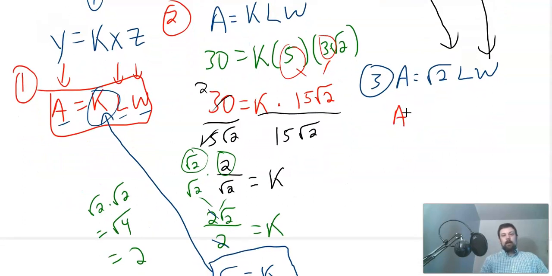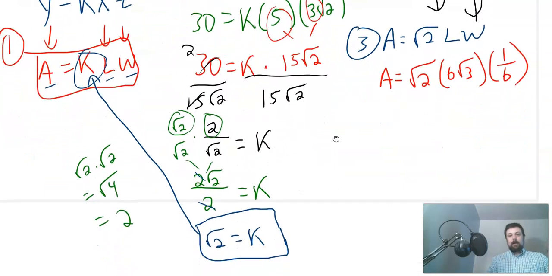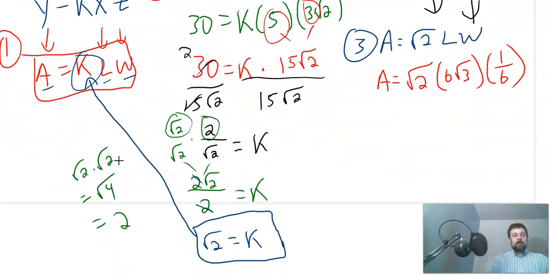All right, so I'll have A equals square root of 2, L is 6 square root of 3, W is 1/6. I'm sorry that's off the screen, but I just wanted to make sure I had room to write it. But there you go. Those are the two numbers I just plugged in here, so you can see that. And now I need more room again to simplify this, but I don't really need much room, honestly.